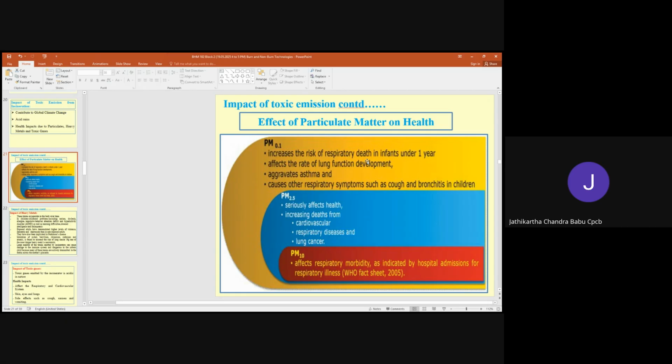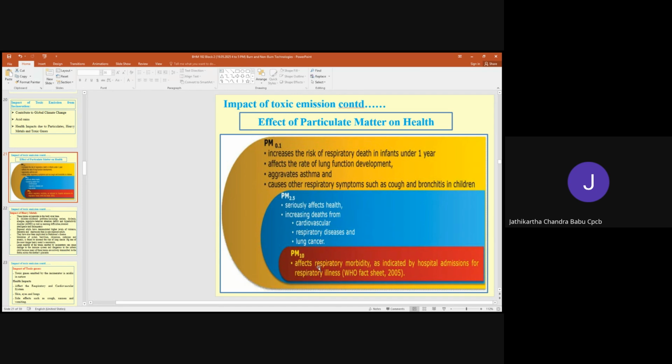It is going to cause respiratory death in infants under 1 year, affects the rate of lung function development, and also aggravates asthma. This particulate matter causes problems like respiratory symptoms such as cough and bronchitis in children. Apart from these, the particulate matter emissions from the incineration process may also increase deaths from cardiovascular and respiratory diseases, and lung cancer.